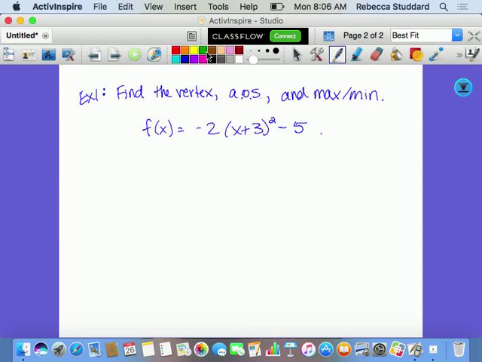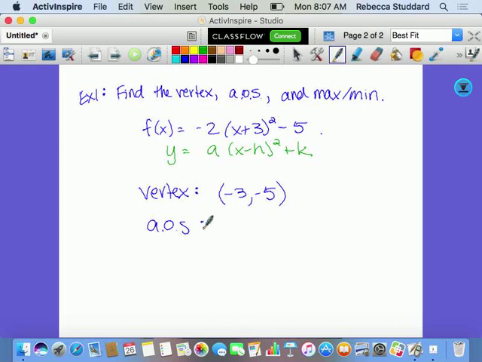All right, so if we look at this one, we have y equals a times x minus h squared plus k. It's in vertex form, so we can just identify the parts. So our vertex is going to be what? -3, -5. Remember, our formula is opposite h. So this +3 means our vertex is -3. So we have our vertex.